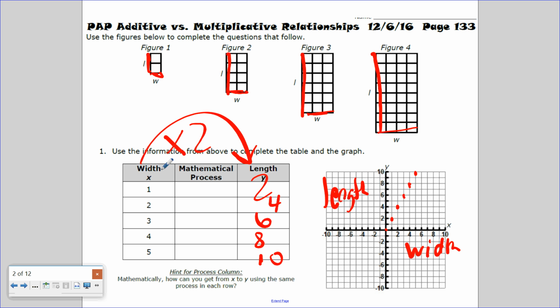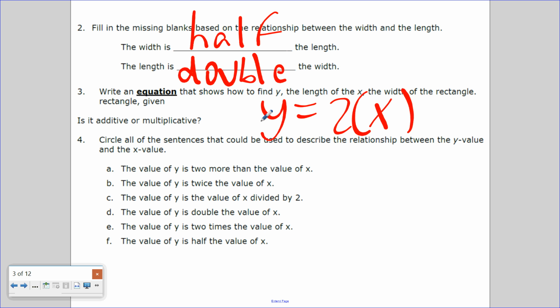Write an equation. I know it's times 2. What are you multiplying 2 by? By the width. And what variable is it represented by? By x. So to find the length, you have to multiply the width by 2. So y equals 2x. Is it additive? Is the value of y 2 more? More means adding, no. Is the value of y twice x? Yes, it is. Is the value of y divided? No. Is it double x? Yes, it is. Is it 2 times? Yes. Is the value of y half of x? No.